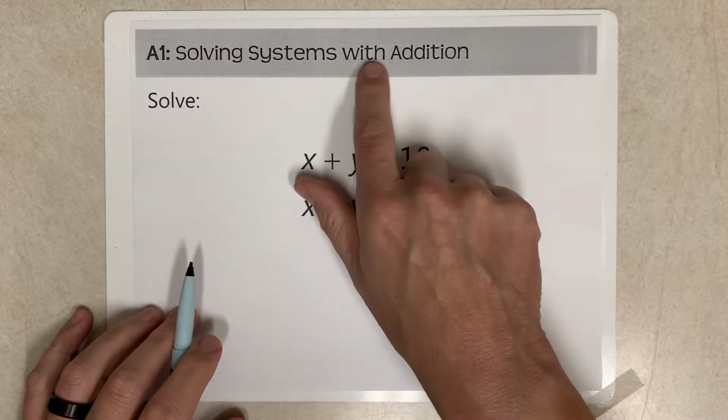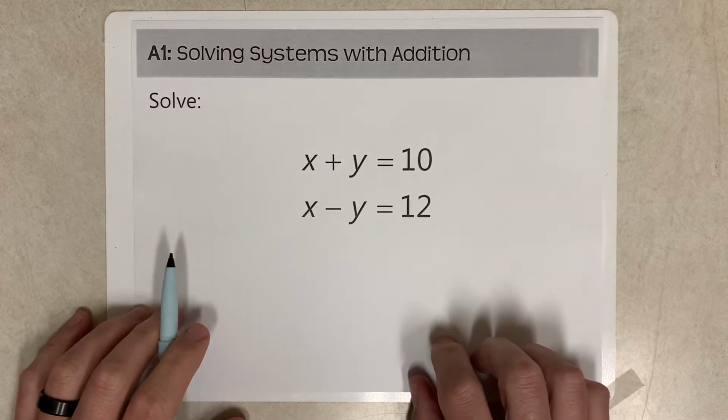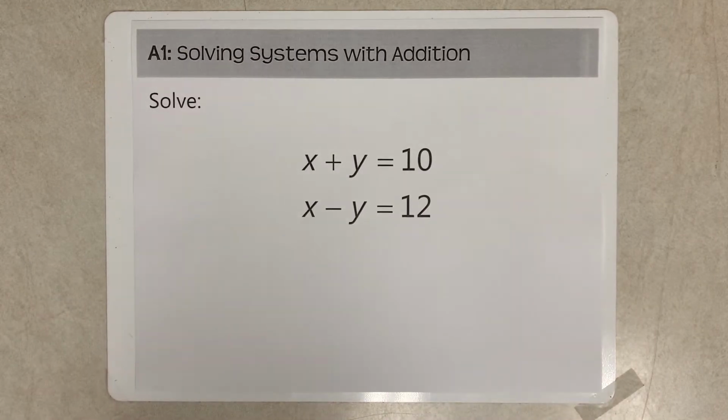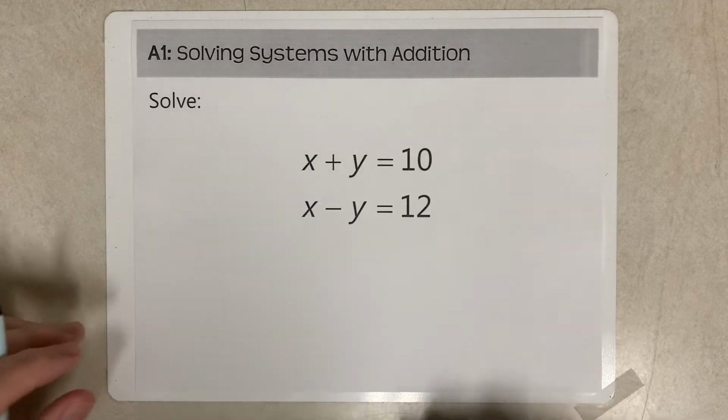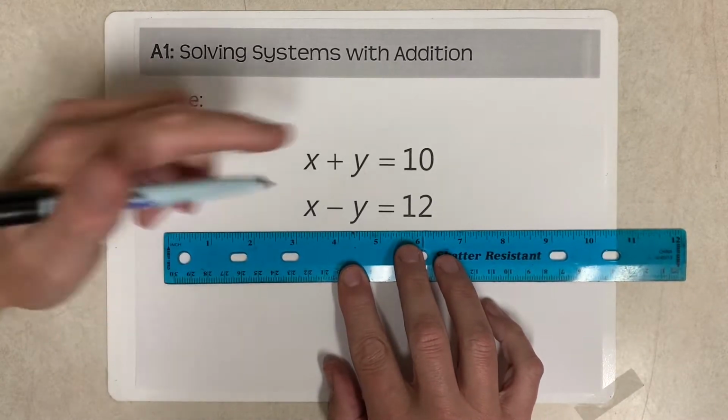When you're solving systems with addition, generally what that means is you want to take the two equations and add them together. I always like to add instead of subtract, and so this time I'm going to take the two equations, and if you add them together, which is legal to do, here's what you're going to get.